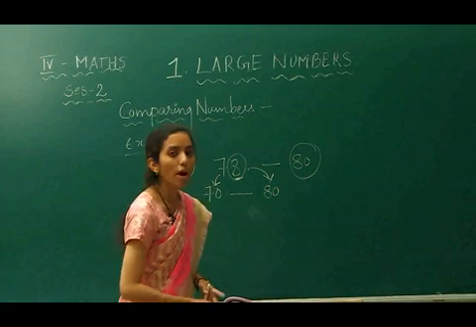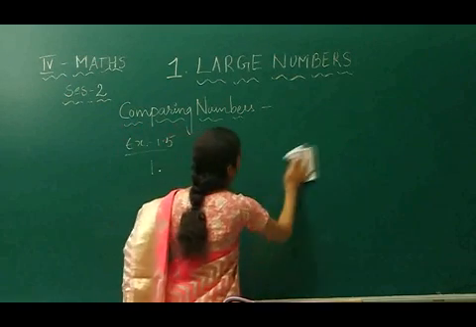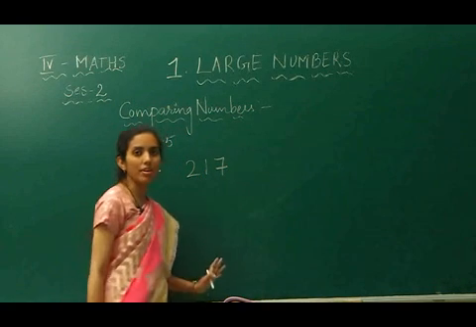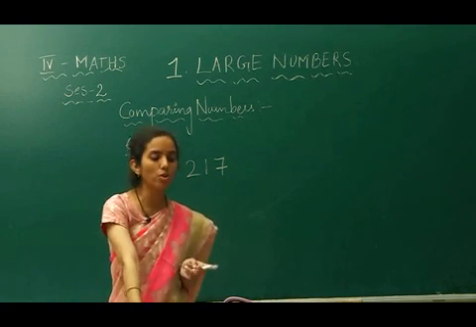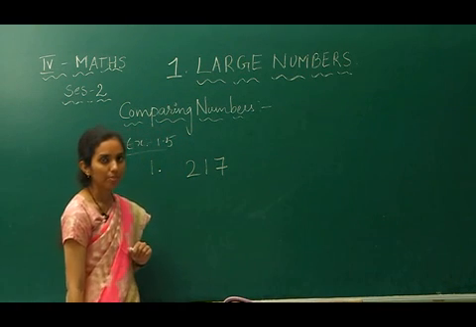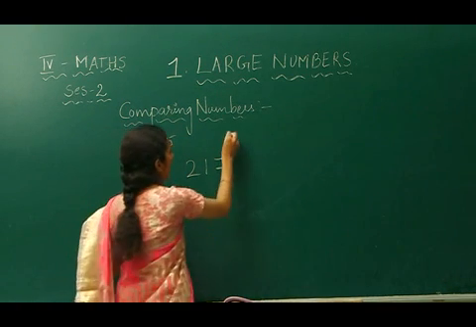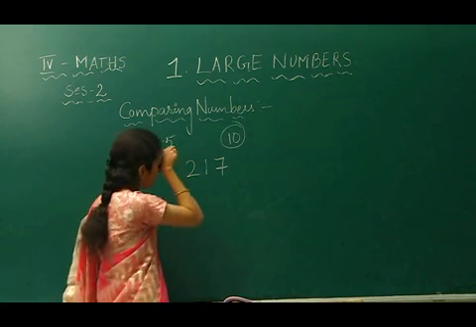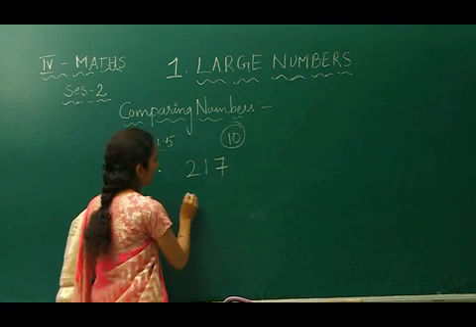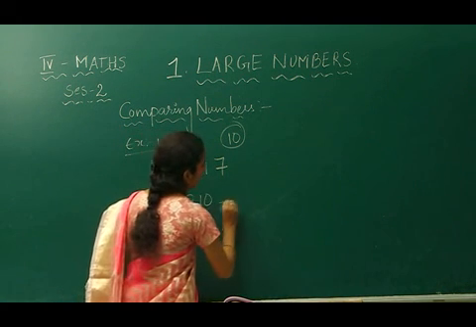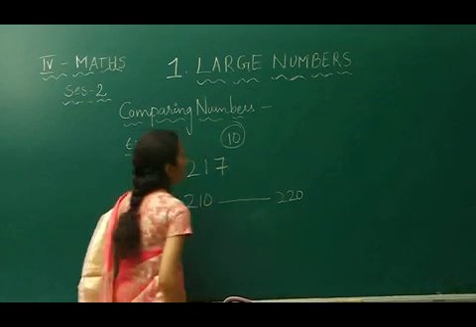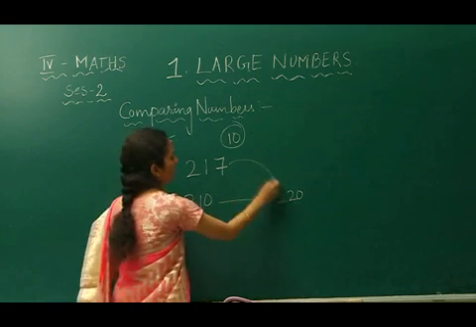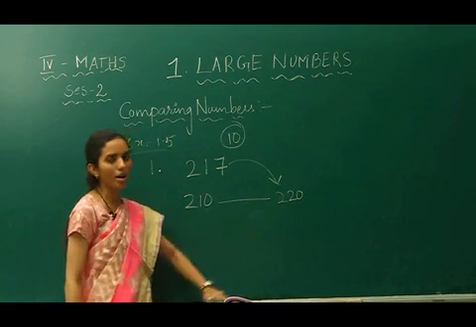Next question, 217. In our question, we are told to round up to the nearest 10. So what is the nearest 10 here? 217 is between 210 and 220. But the 7 is above 5. So where do we have to round it? We have to round it up to the upper limit, that is 220.